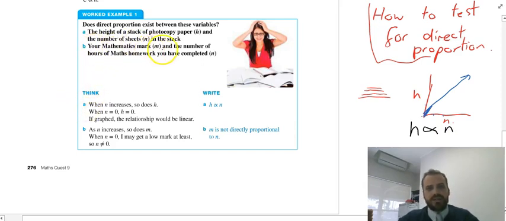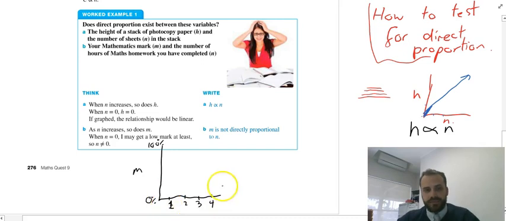What about this second one here? Your mathematics mark and the number of hours of maths homework you've completed. Here's my mark, and I can get somewhere between 100% and 0%. And homework, I can do 1 hour, 2 hours, 3 hours, 4 hours, etc. Now, the question is, if I do 0 hours of homework, will I get 0%? In my experience as a maths teacher, probably not. If I do 0 hours, my mark won't be particularly high, but I probably won't get 0%. Maybe I'll get 20%.